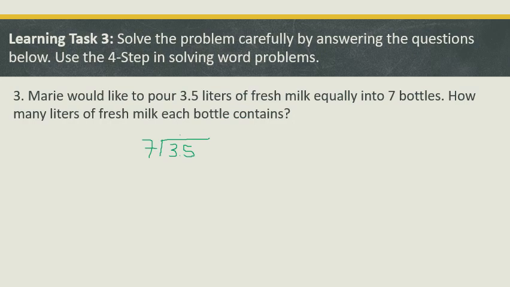Then, ang 3, hindi pwedeng i-divide sa 7. So, ito ay 0. Then, 35 divided by 7 is 5. 5 times 7 is 35. And 35 minus 35 is 0. So, ang answer natin dito is 5 tenths liter. So, ito ang laman ng kada isang bote.